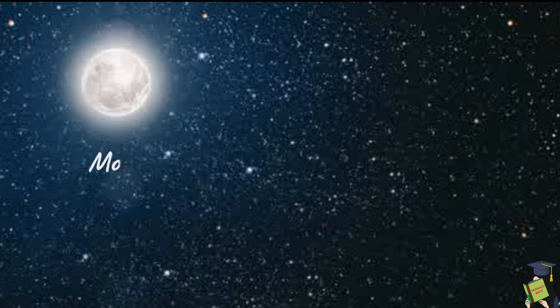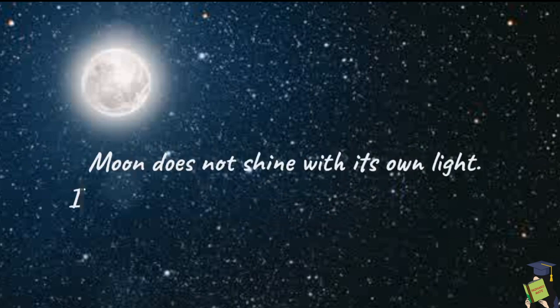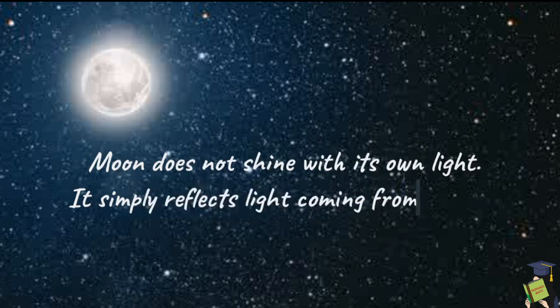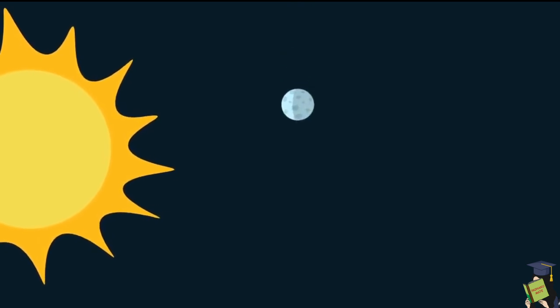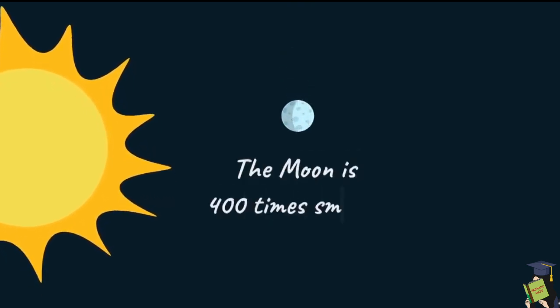You know what? The moon does not shine with its own light. It simply reflects light coming from the sun. The moon is 400 times smaller than the sun.